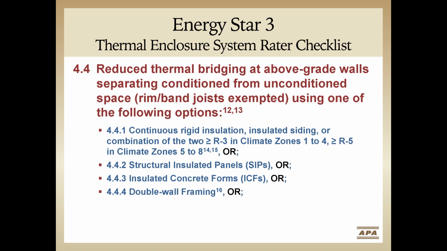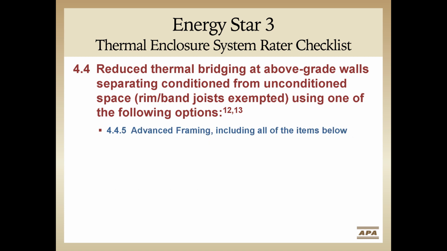5 different methods are allowed to meet the thermal bridging requirements. You can have foam or insulated siding. You can have structural insulated panels, insulated concrete forms, double wall framing. And double wall framing is when you have 2x6 plates with staggered 2x4 studs. That way the insulation can weave through the studs. And lastly, advanced framing. So yes, advanced framing meets the Energy Star 3 requirements for thermal bridging.